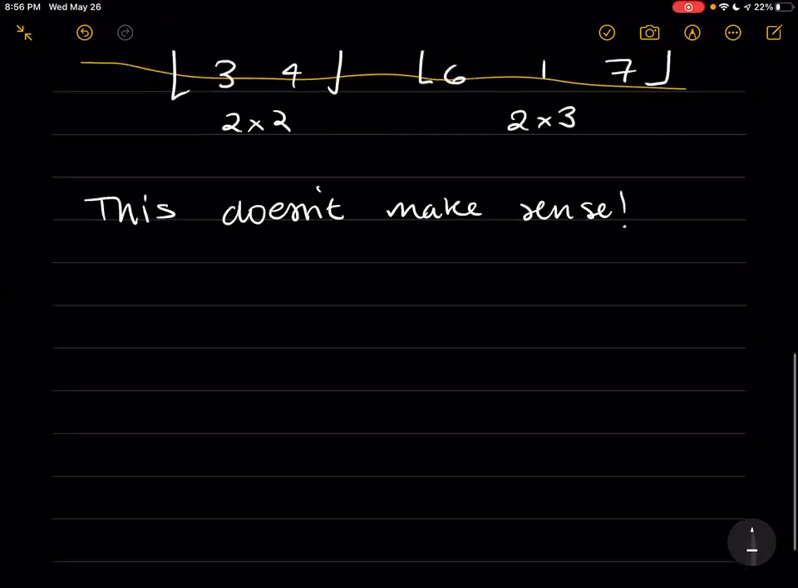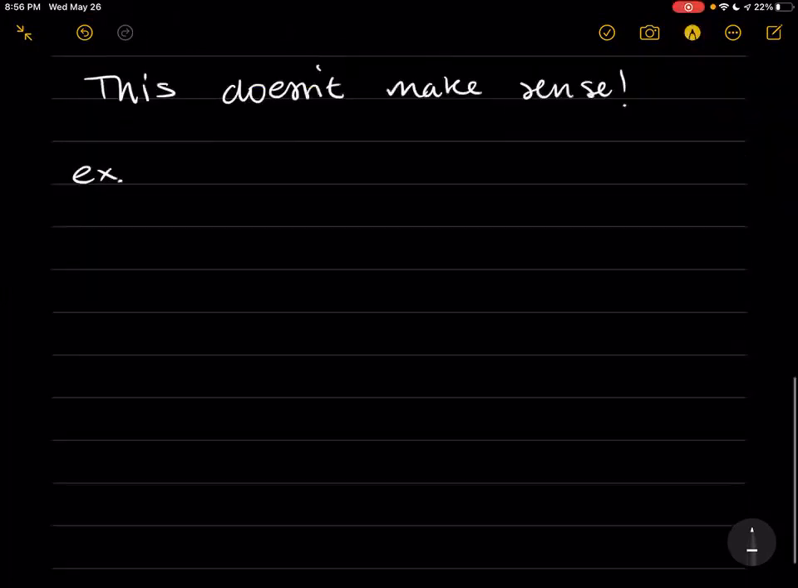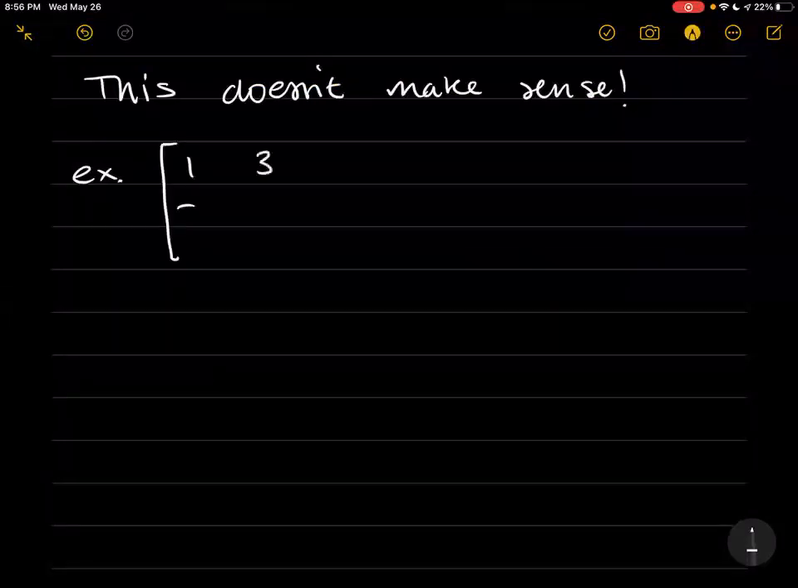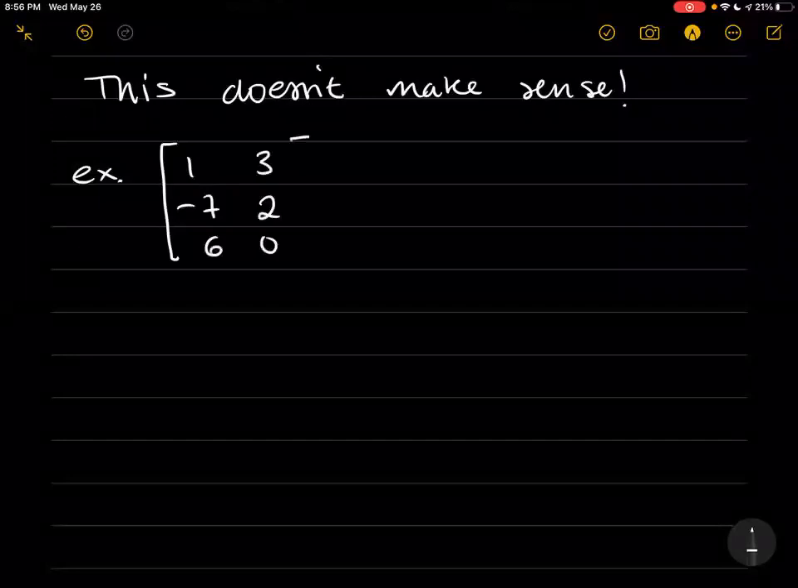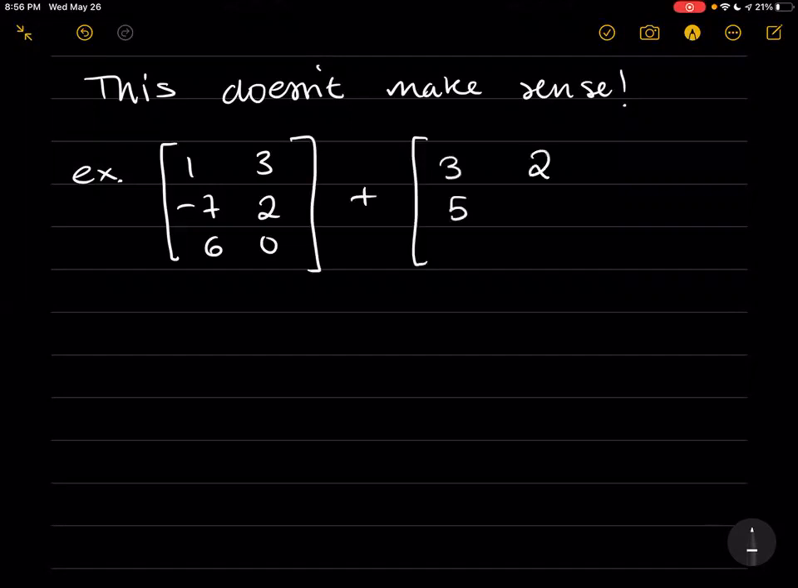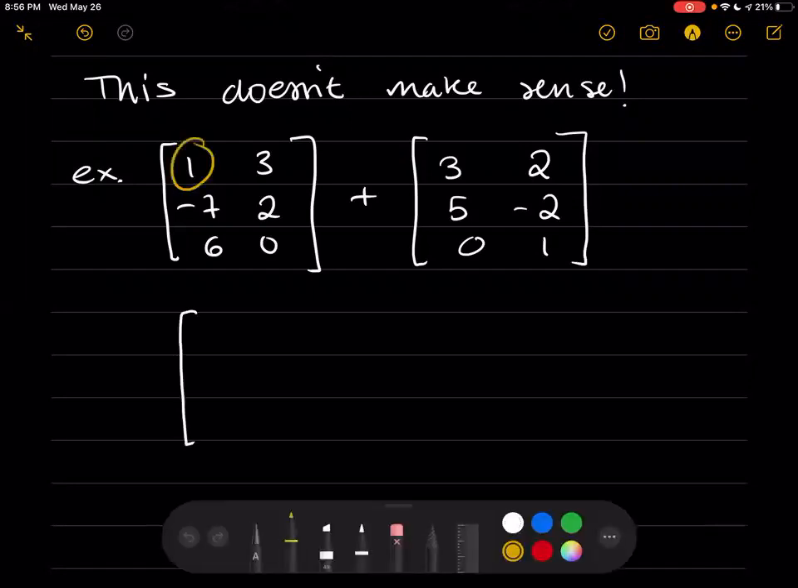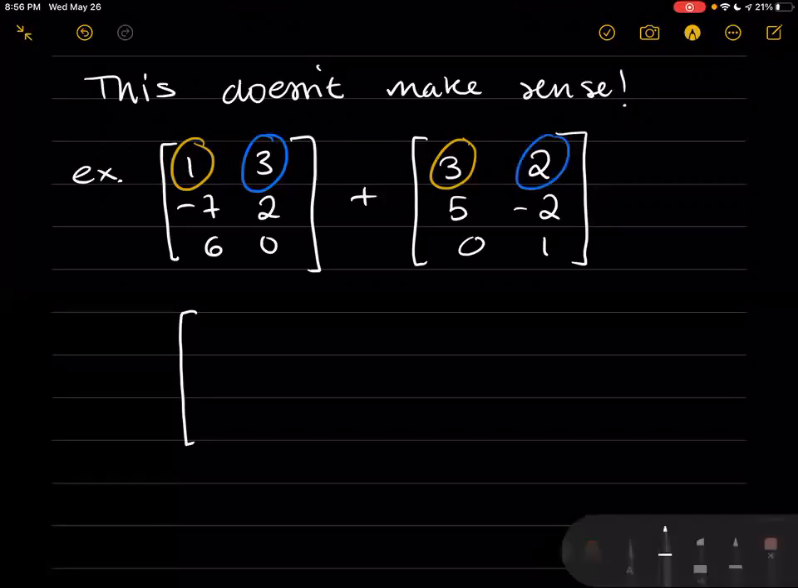And what that means is if we have two matrices, like maybe we have something like 1, 3, -7, 2, 6, 0. Let's say we want to add it to 3, 5, 2, -2, 0, 1. Okay, if we want to add these together, all we do is we take the first row, first column entry, and we add it to the first row, first column entry of the other one. And then we do the same thing with this one and this one, right? So we just kind of add entry-wise.